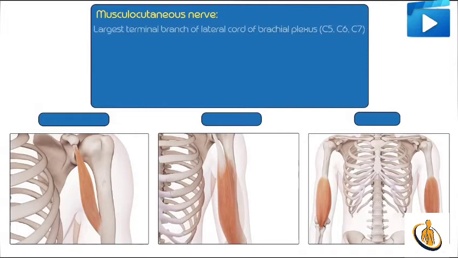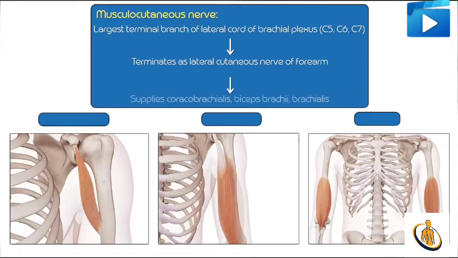And the next one is the musculocutaneous nerve. The musculocutaneous nerve is the largest terminal branch of the lateral cord of the brachial plexus with a root value of C5, C6 and C7, and it mainly terminates as the lateral cutaneous nerve of the forearm. So it gives innervation to the coracobrachialis, biceps brachii, both the long as well as short head, as well as the brachialis muscle. So that is the reason it is also called the BBC nerve, because it is giving innervation to the biceps, brachialis and coracobrachialis muscles.